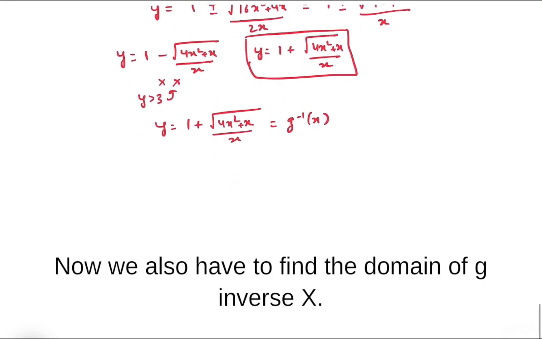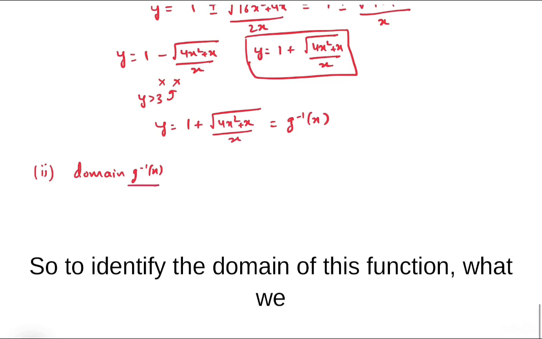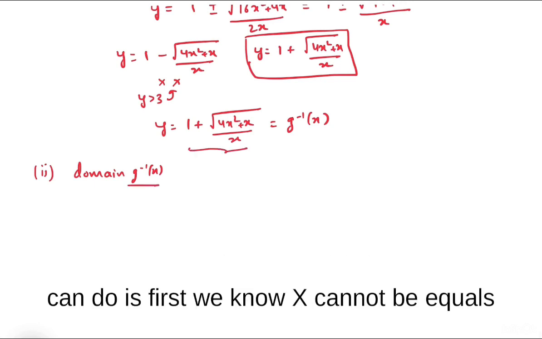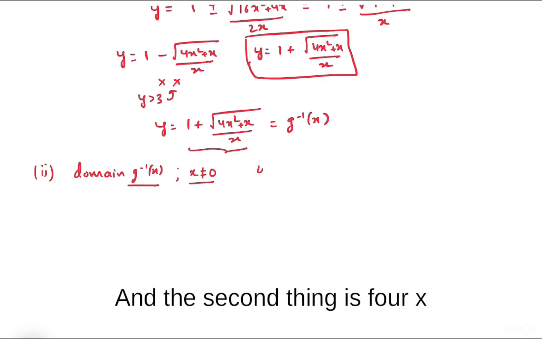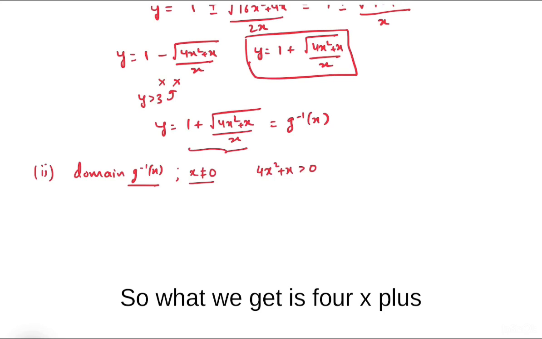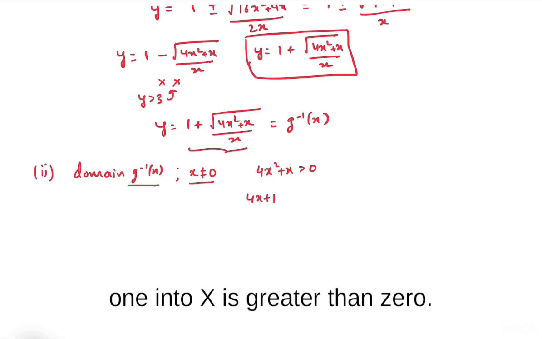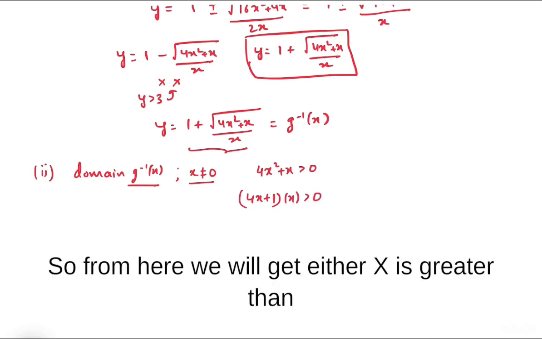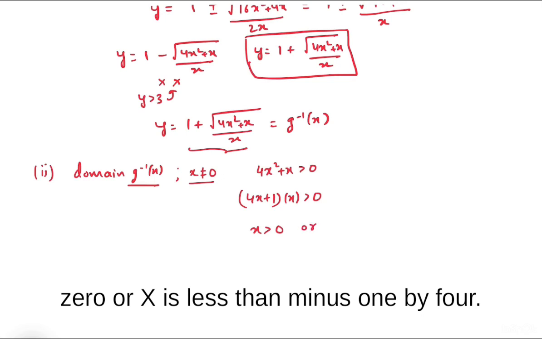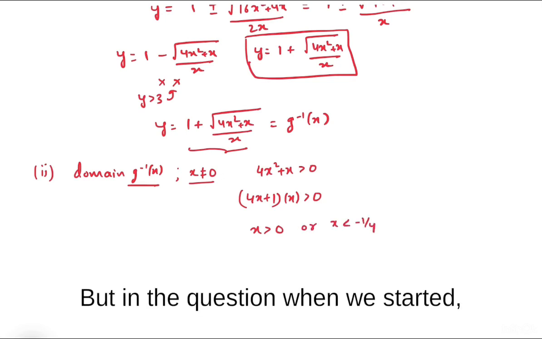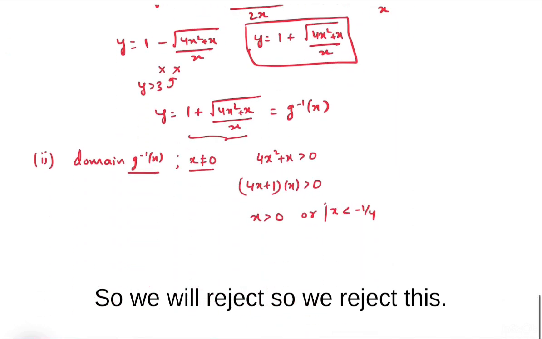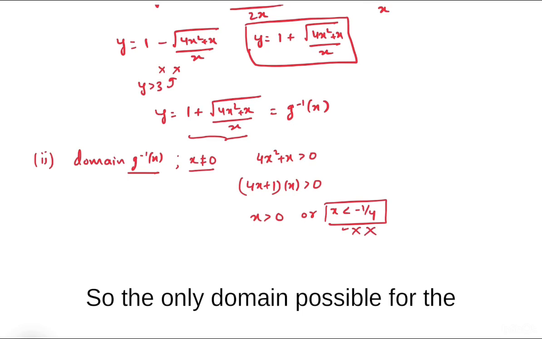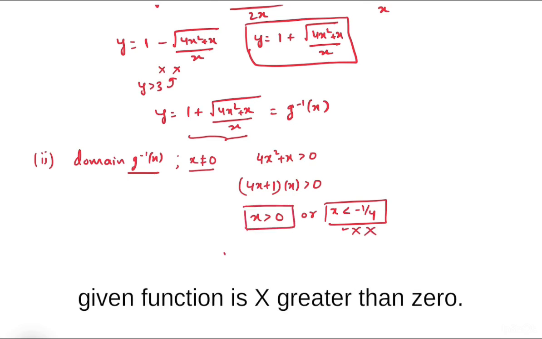Now we also have to find the domain of g inverse x. So to identify the domain of this function, first we know x cannot be equal to 0 as it is in the denominator, and the second thing is 4x square plus x is greater than 0. So what we get is 4x plus 1 into x is greater than 0. So from here we will get either x is greater than 0 or x is less than minus 1 by 4. But in the question when we started, we know x is greater than 0. So we reject this. So the only domain possible for the given function is x greater than 0.